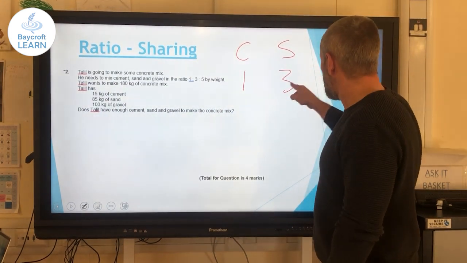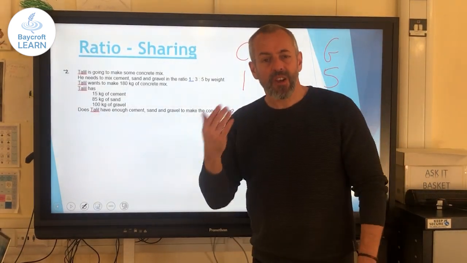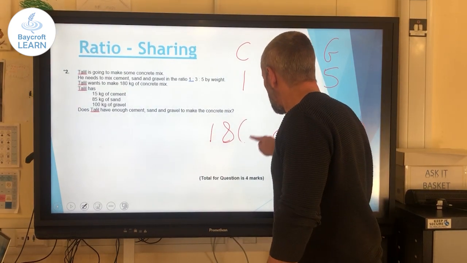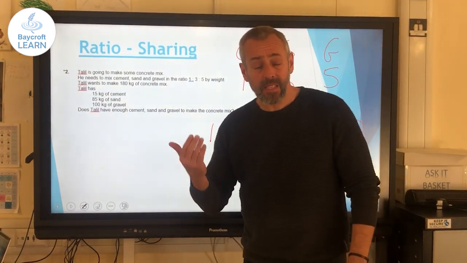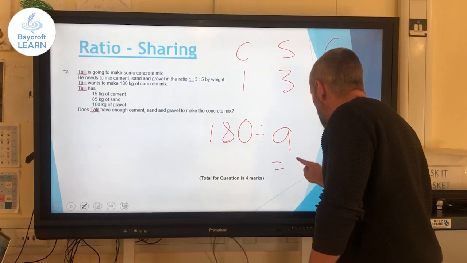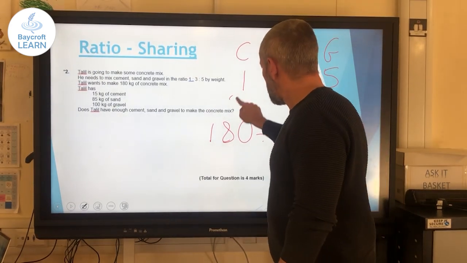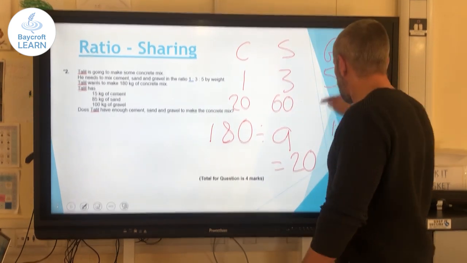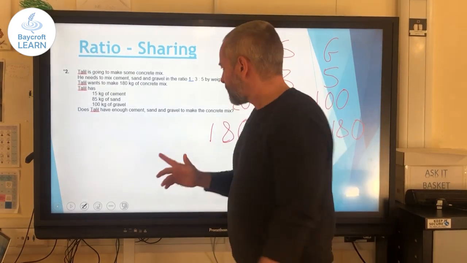So let's just go through that process. 1 plus 3 plus 5 gives us 9. So we've got 9 shares. 180 divided by 9 will tell us how much each one of those shares is worth. 180 divided by 9 means that each share is worth 20. This one is going to be worth 20 because 1 times 20 is 20, 3 times 20 is 60, 5 times 20 is 100.